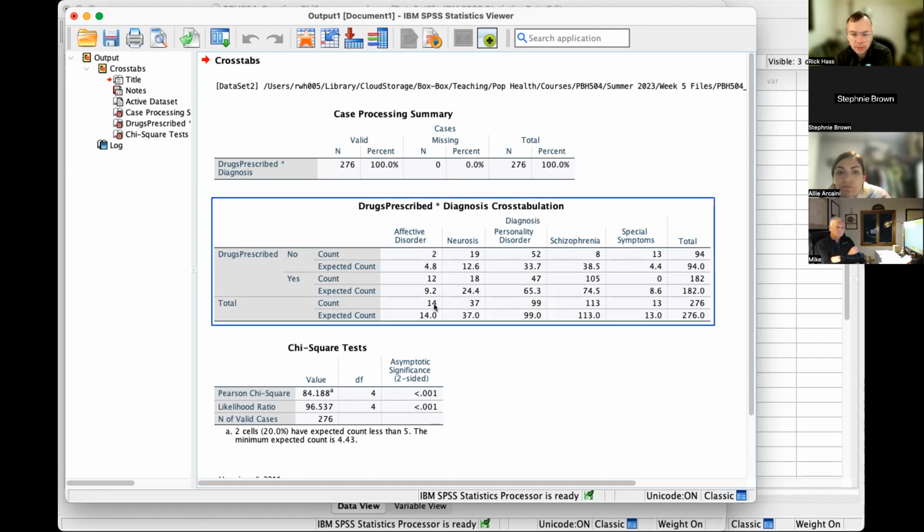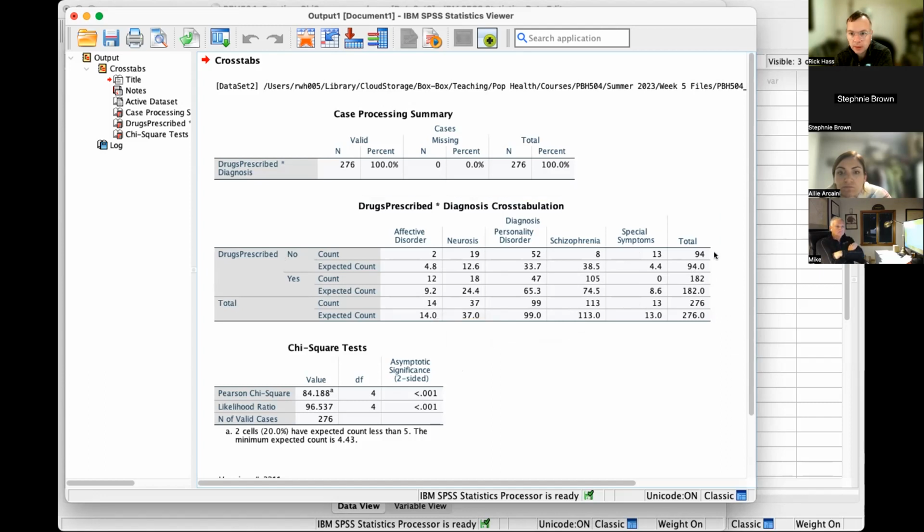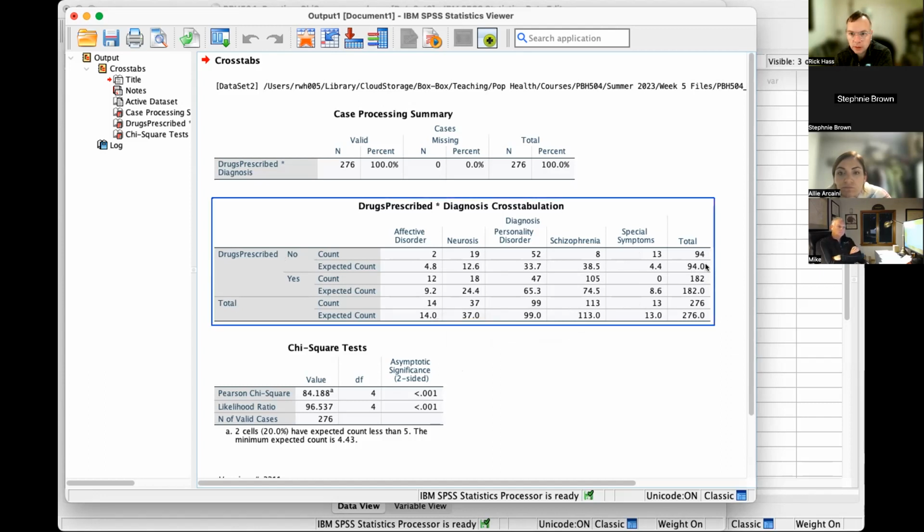The column totals show us how many patients are diagnosed the different ways. So, for example, there's 113 schizophrenics. There's only 14 people with affective disorder. But as we can see, the split is a little bit more even: 94 not prescribed any drugs, 182 prescribed drugs.